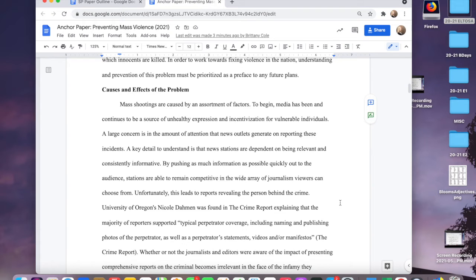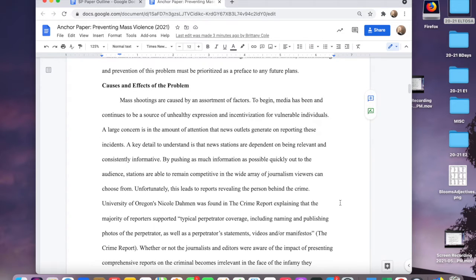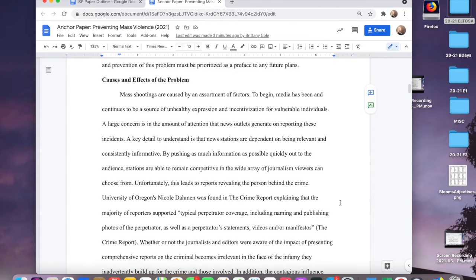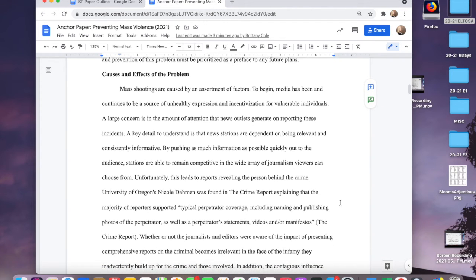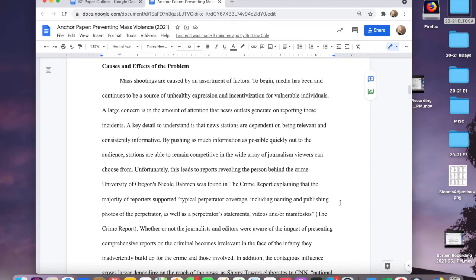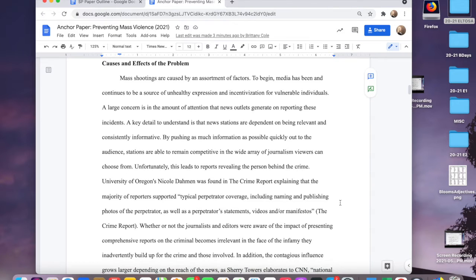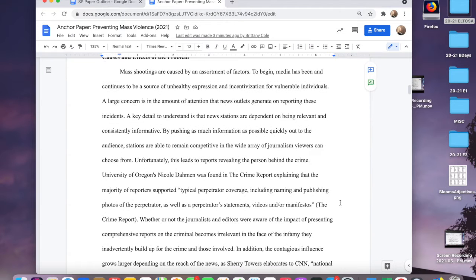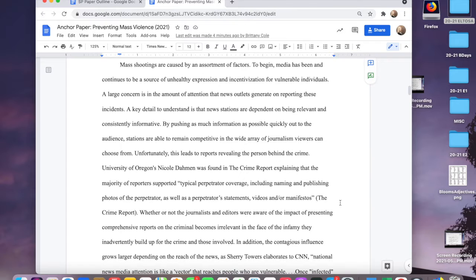University of Oregon's Nicole Damian was found in the crime report explaining that the majority of reporters supported typical perpetrator coverage, including naming and publishing photos of the perpetrator as well as perpetrator statements, videos, and/or manifestos. Whether or not the journalist and the editors were aware of the impact of presenting comprehensive reports on the criminal becomes irrelevant in the face of the infamy they inadvertently build up for the crime and those involved.